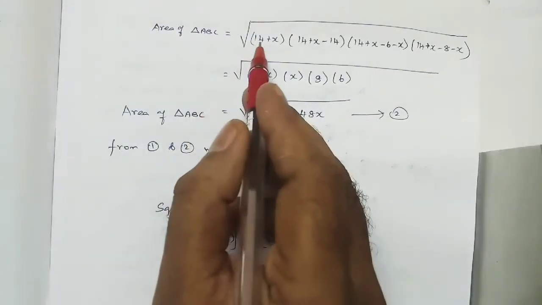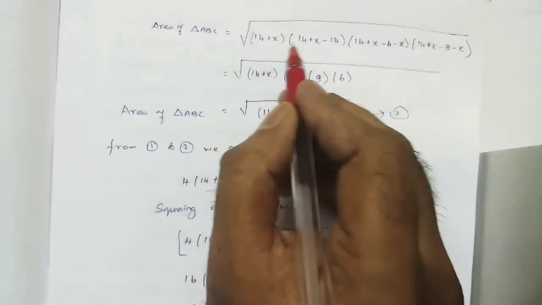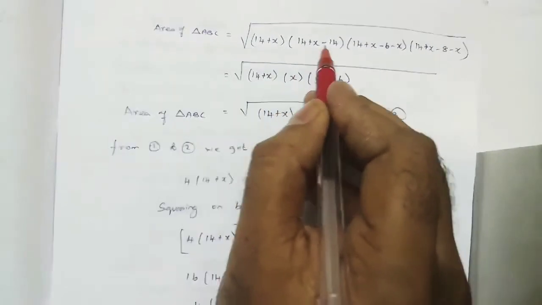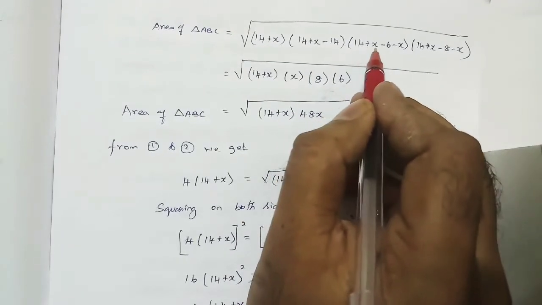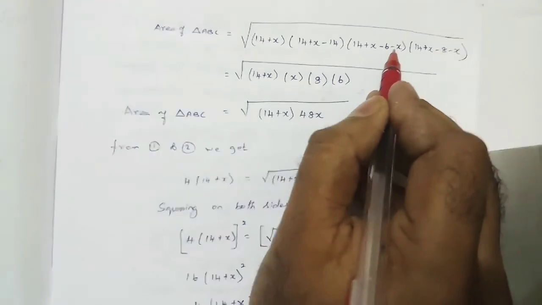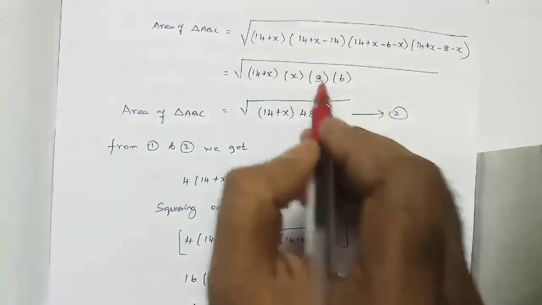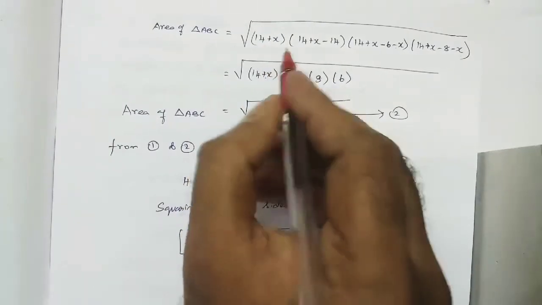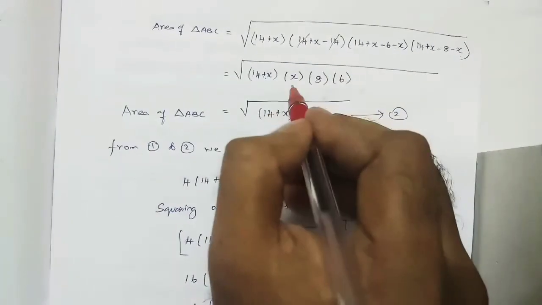S into S minus A. 14 plus X is S. S minus A, 14 plus X minus 14. A is equal to 14. And S minus B, that is 14 plus X, B is 6 plus X. Minus B means minus 6 minus X, right? And S minus C, 14 plus X minus 8 minus X. Simplify: 14 plus X as it is. Here plus 14 minus 14 will get cancelled. Remaining what is there? X alone, right?